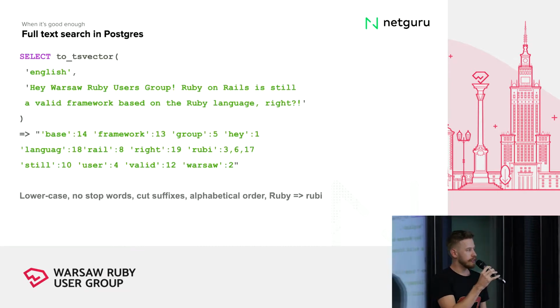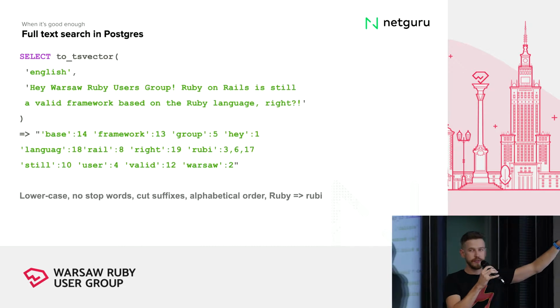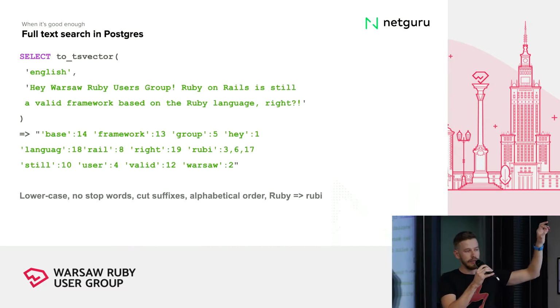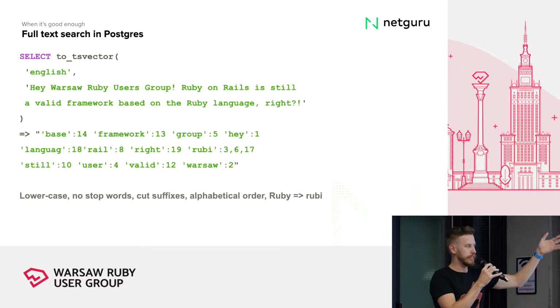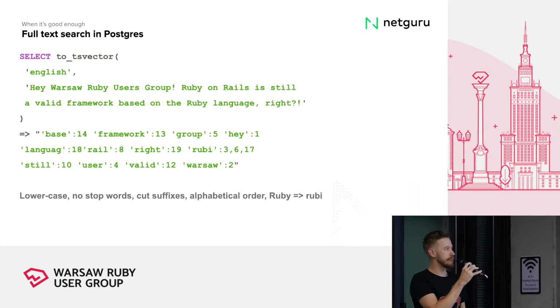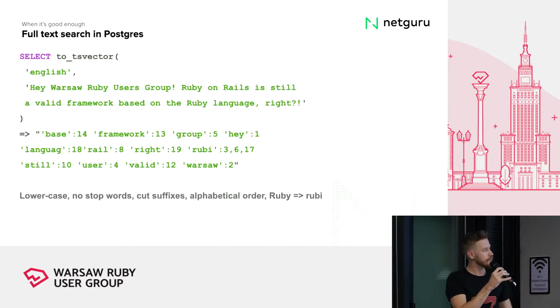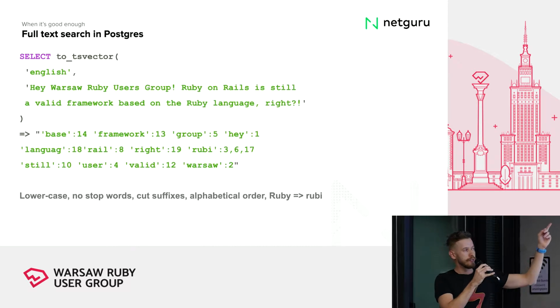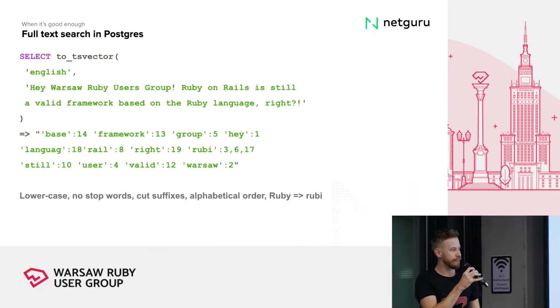So you can write something like this. SELECT to_tsvector. tsvector is a data type used in Postgres to store this tokenized natural language sentences. So, for example, we have this: Hey Warsaw Ruby users group. Ruby on Rails is still a valid framework based on Ruby language, right? And it's a sentence in English. So when we use this function to change the data type to tsvector, it returns something like this. Base 14, framework 13, rail, ruby 3, 6, 17.